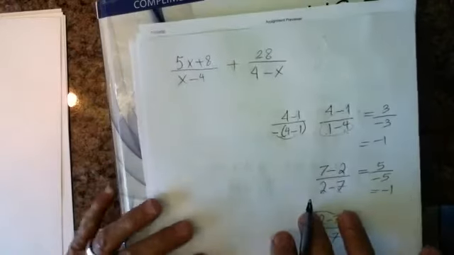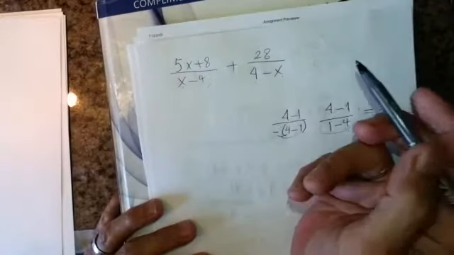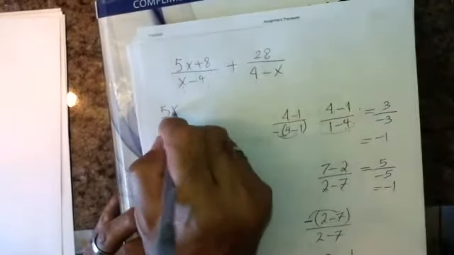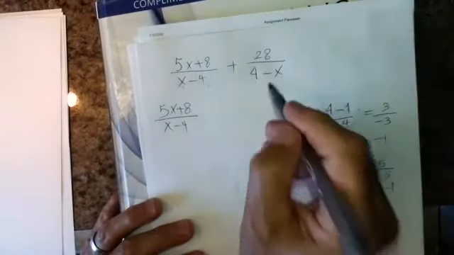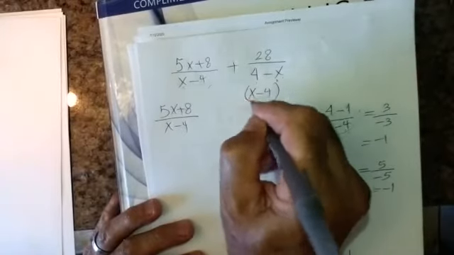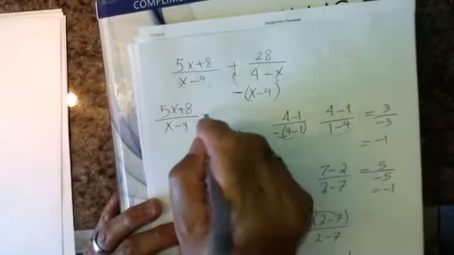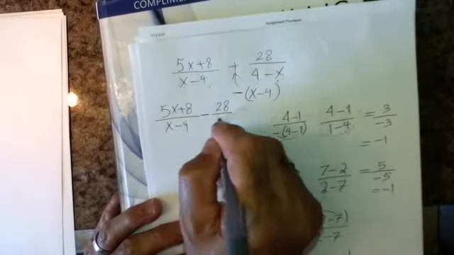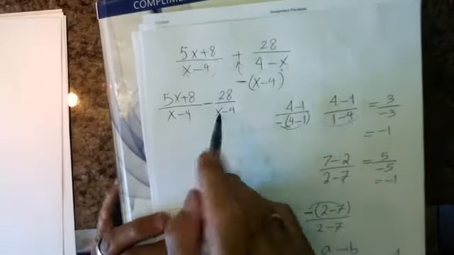Right here, 4 minus x and x minus 4 is the same thing. So I write here, okay, I'll take 4 minus x out and I'll write x minus 4 and I put a negative sign here. So that negative comes here, so it would be minus 28 over x minus 4. See, now they both have the same denominator.